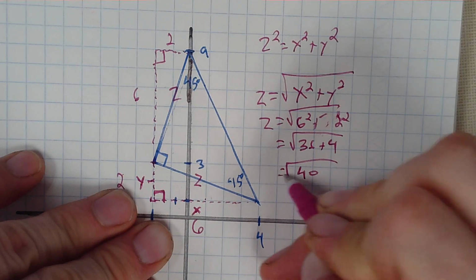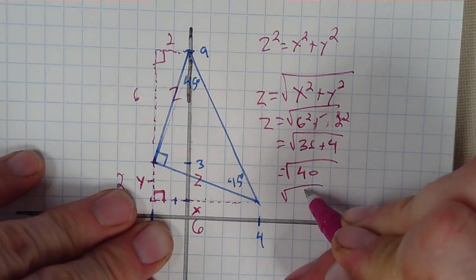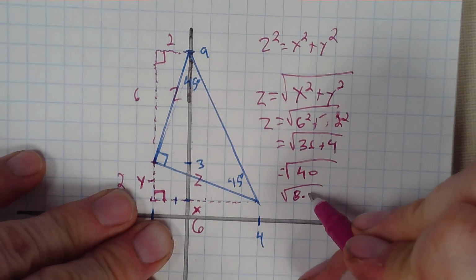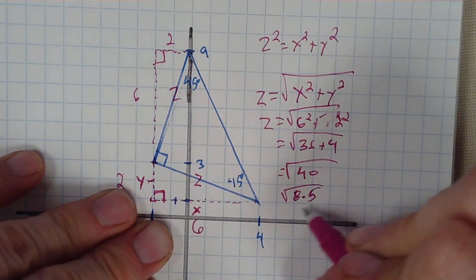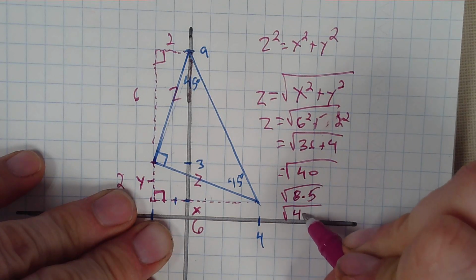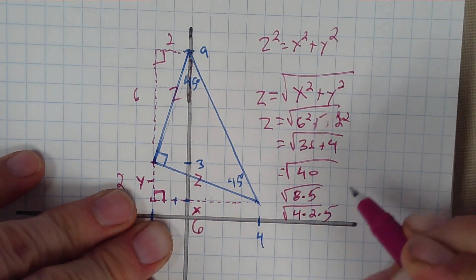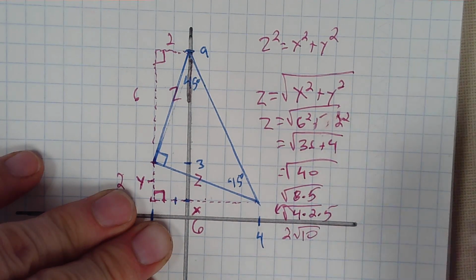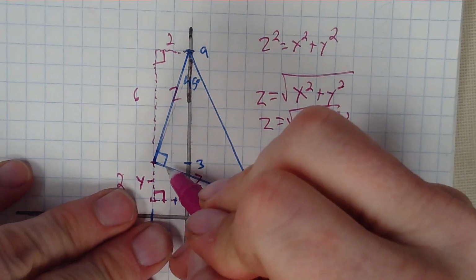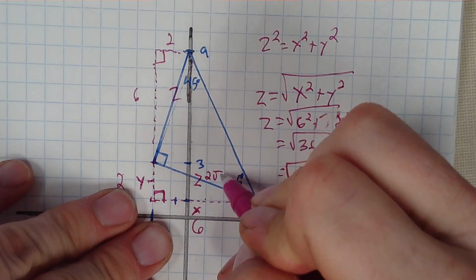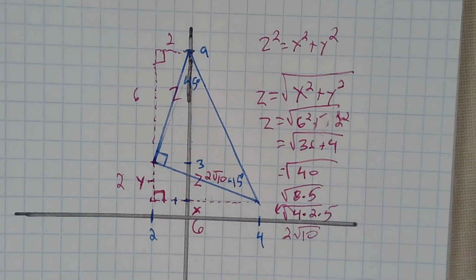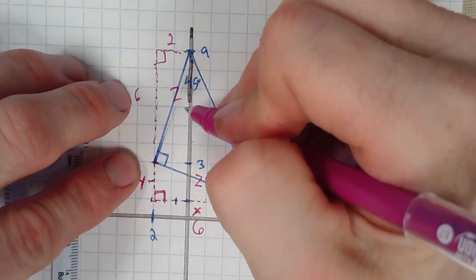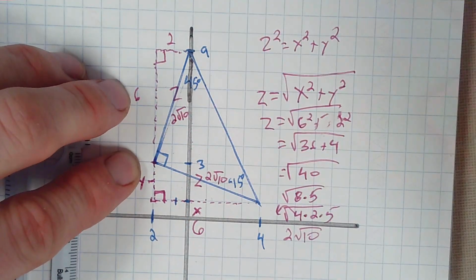Which equals, I'm going to reduce that, that's 8 times 5, and that goes into 4 times 2 times 5, and so that 4 is the perfect root, so it's going to be 2 times the square root of 10. Okay? Well, that's awesome. And that means that this is also 2 times the square root of 10.